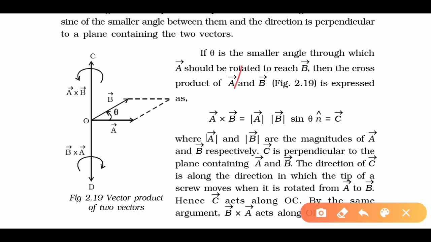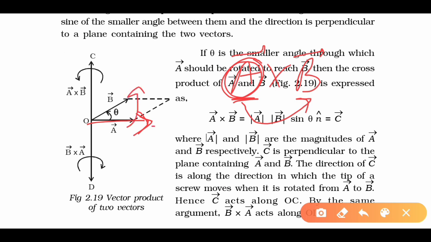So for finding the direction of A cross B vector, we are using our right hand thumb rule. We place our hand in the direction of A vector, from where we want to move to B vector. Then we curl our fingers towards the direction of B vector. So the thumb will show the direction of C vector. That means the direction of A cross B vector will be perpendicular to the plane of A and B. Clear?